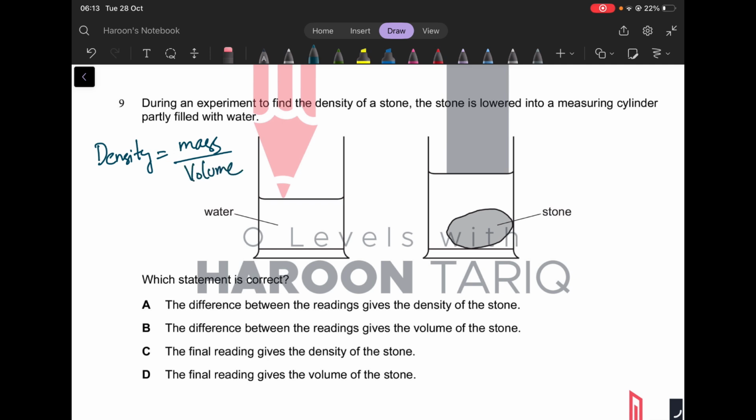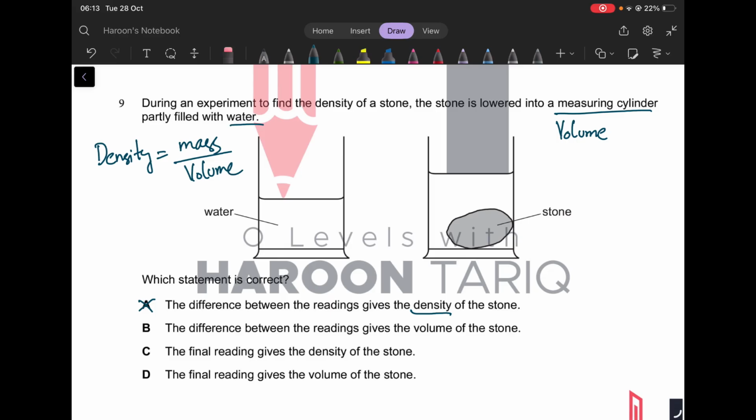To find the density of a stone, the stone is lowered into a measuring cylinder partly filled with water. It is lowered in this because we need to find volume. You can see in the formula we need mass as well as volume. So which statement is correct? The difference between the two readings gives us density? No, it gives us the volume.